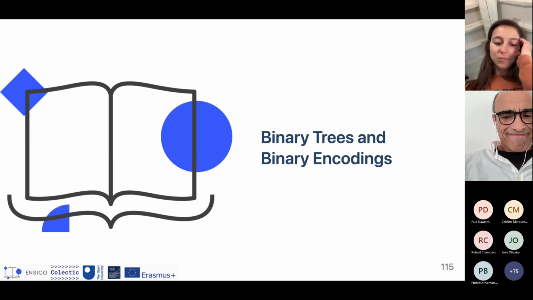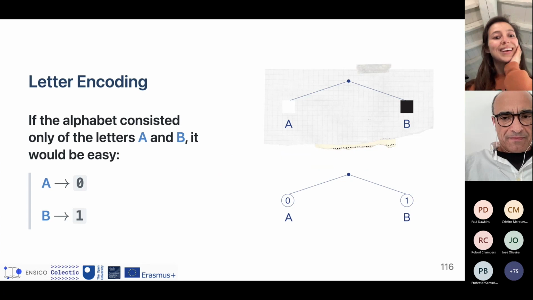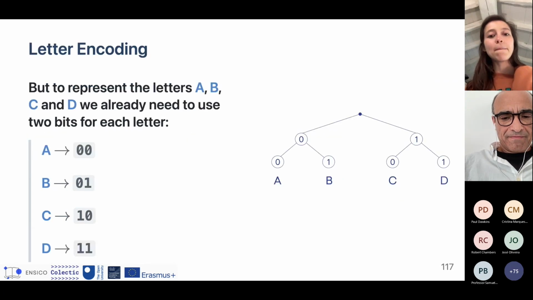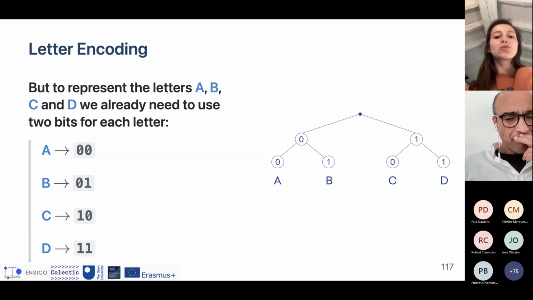Okay, so we are going to keep things simple and play a bit with our friends, binary trees. We could use ASCII and UTF-8, of course, but we're going to make it simpler. So if the alphabet consisted only of the letters A and B, it would be easy. We could just represent A by 0 and B by 1. Easy peasy lemon squeezy, okay? But to represent more letters, we need this tree to grow.